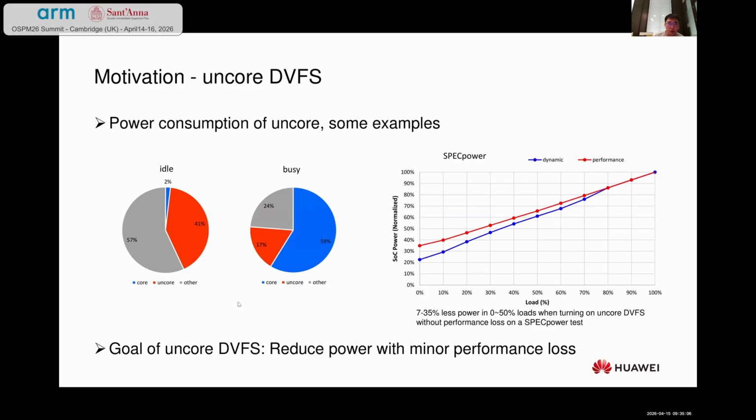The main goal of uncore DVFS, from our point of view, is to reduce power consumption with minor performance loss. We don't want applications to be hugely affected by this. We just want to get some room to save unnecessary power consumption out of the chip. Okay, let's continue.